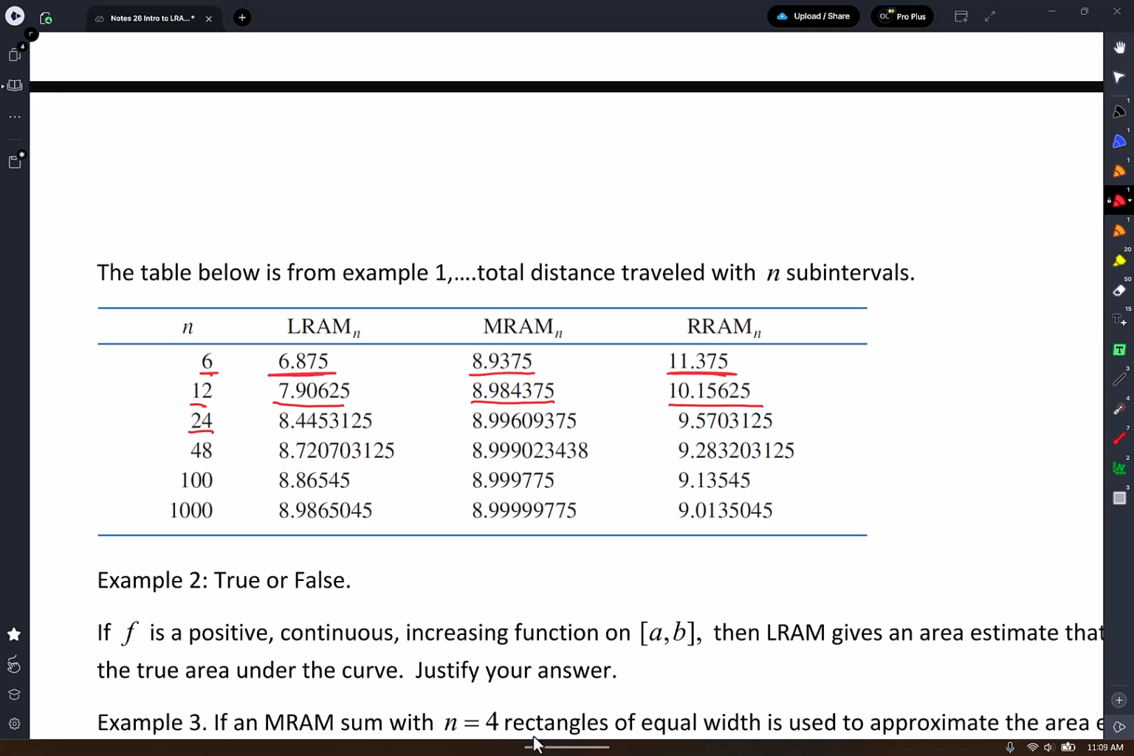Look what happens at 24. Look what happens at 48. Look what happens at 100. Look what happens at 1,000 rectangles. LRAM, 8.9865. MRAM, 8.99999. RRAM, 9.0135. All three of them are converging at what number? 9. Do you guys see what's happening?